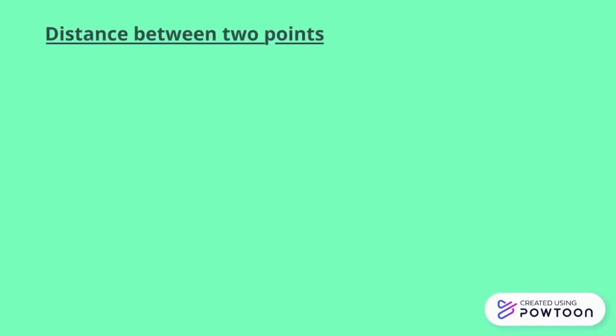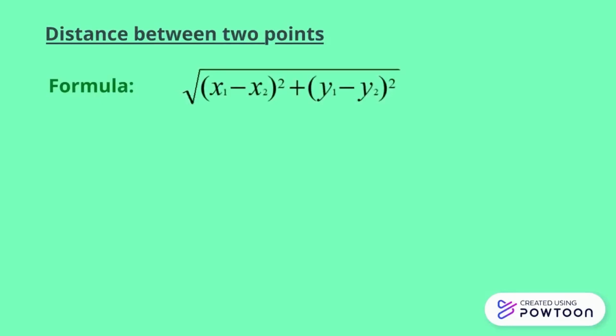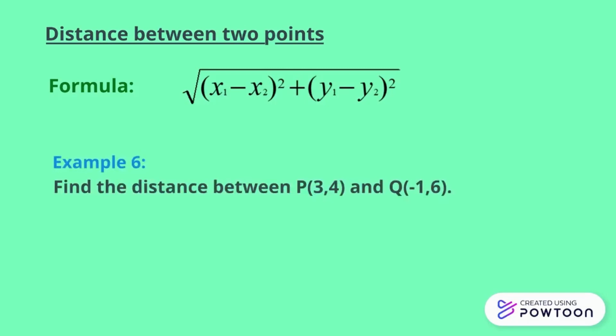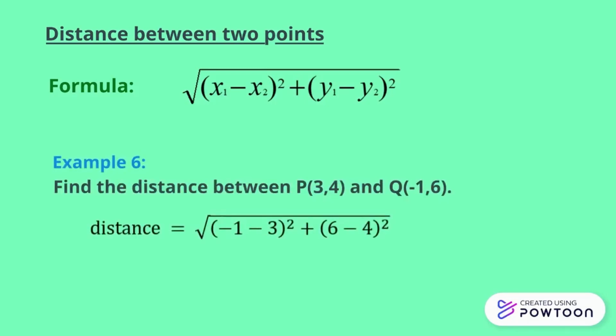Distance between two points. The formula is the square root of ((x1 - x2) squared + (y1 - y2) squared). For example 6, to find the distance between P and Q, we first substitute the numbers into the formula, and then later we get our answer as the square root of 20.